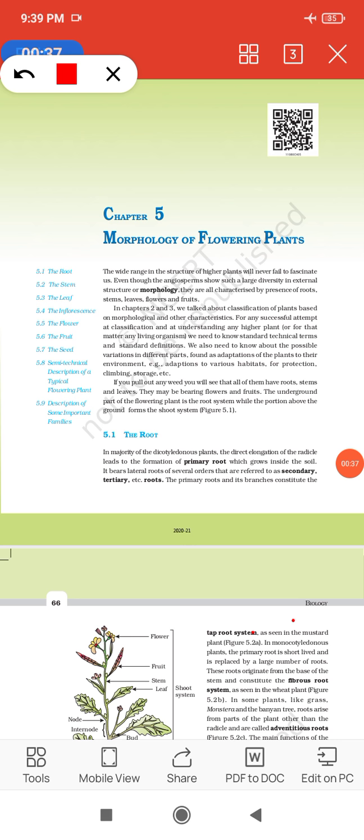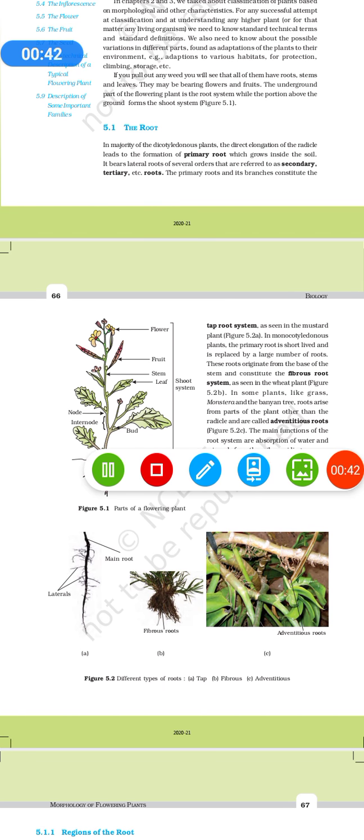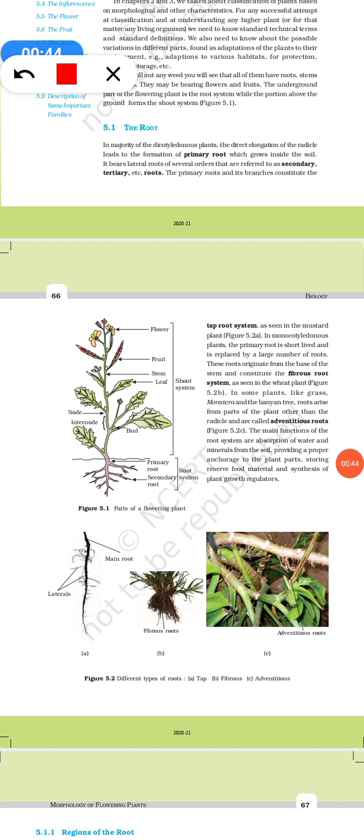So first and foremost, coming to the roots. When we talk about a plant, we have a root system, and above the ground we have a shoot system. So there's a root and the shoot system. The root system has primary root and secondary roots, and the shoot system will have buds, nodes, internodes, leaves, stem, fruits and flowers.